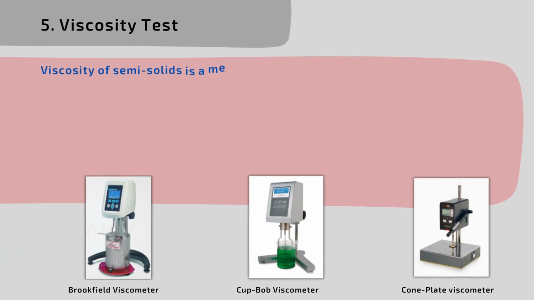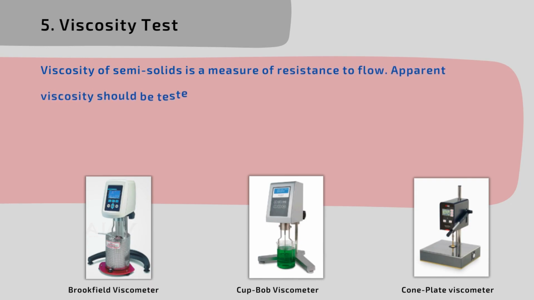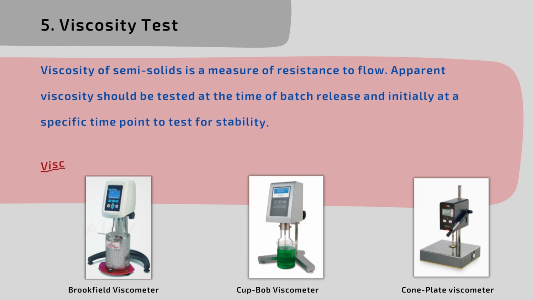Viscosity test. Viscosity of semi-solid is a measure of resistance to flow. Apparent viscosity should be tested at the time of batch release and initially at a specific time point to test for stability. Viscosity can be measured by Brookfield viscometer, cup viscometer, cone plate viscometer.